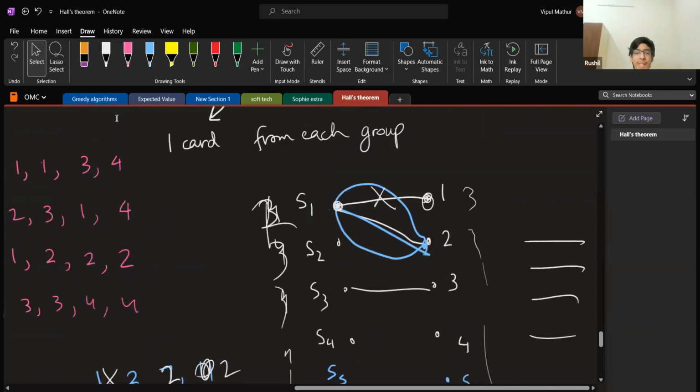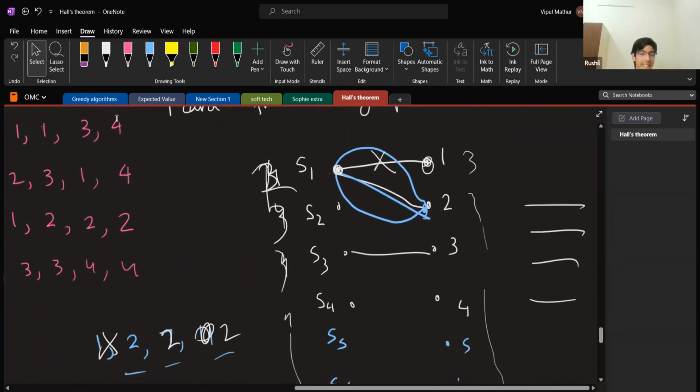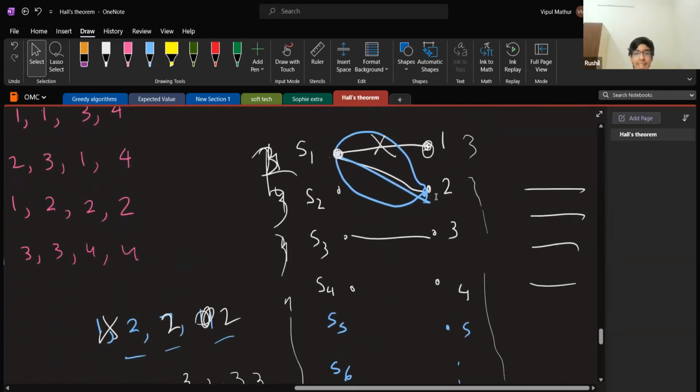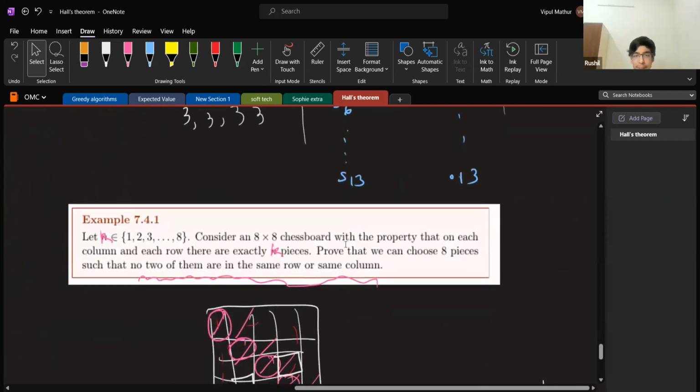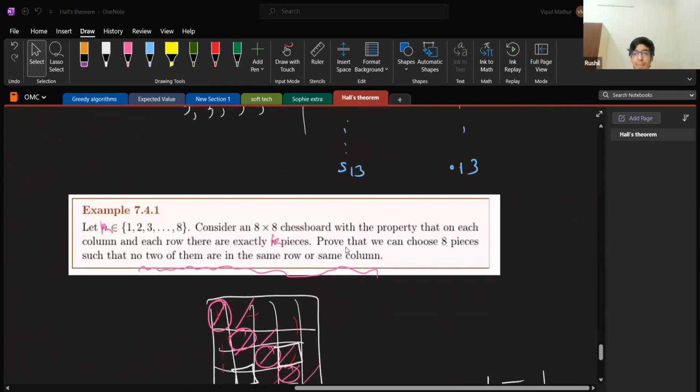Till now, every question we have seen is actually a very special case of Hall's theorem, where everything has the same degree. But that need not be true. You need not have the same number of edges from each vertex. Let me see one question on that.